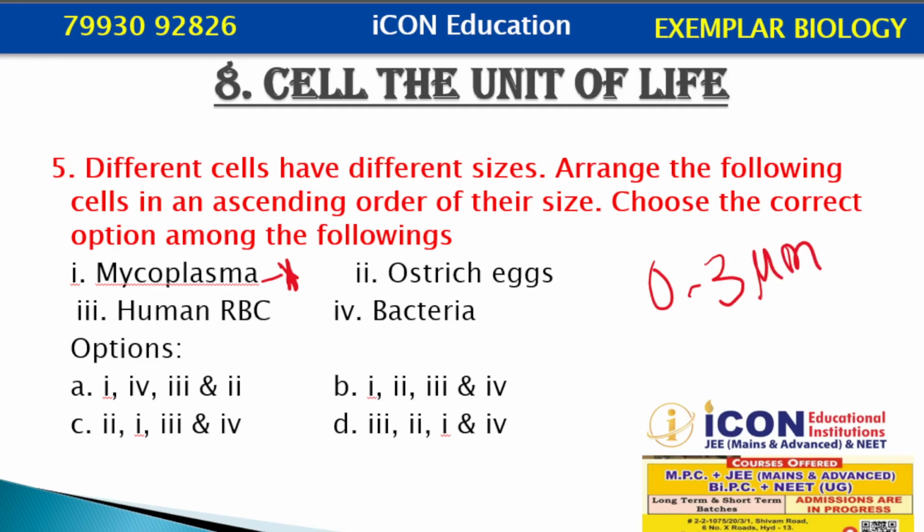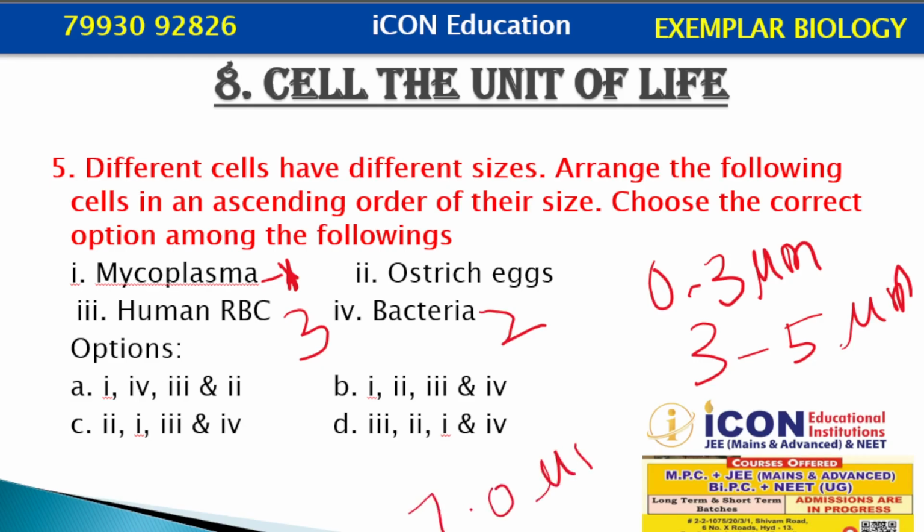Then the second one is bacteria. Bacteria measure 3 to 5 micrometer in length. Then the third one is human RBC, which measures about 7 micrometer in diameter. And the fourth one is the ostrich egg, which is the largest isolated single cell.